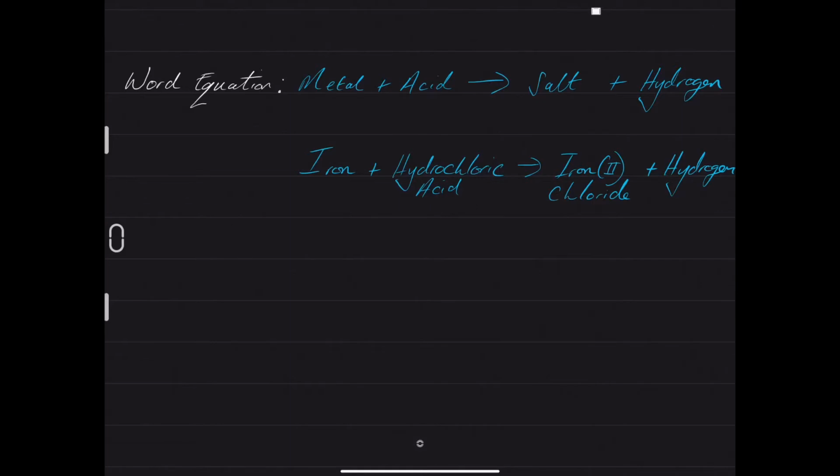So this is our word equation when we have a specific metal, for example, iron. I want you to pause the video here again and write down the equation for the reaction with silver and hydrochloric acid. So just pause the video and see if you can write down the equation for a reaction with silver and hydrochloric acid.